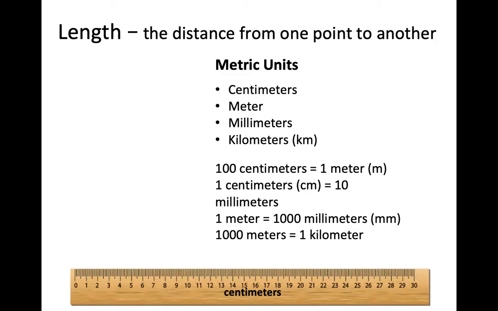In metric units, all of the length measurements have the word meter in them. This doesn't work for other types of measurement. But when you're looking at length, you can always know that if it's metric, it'll have meters in it. And if it is US customary, it will not have meters in it. There's no crossover. What you're looking at here is a 30 centimeter ruler.